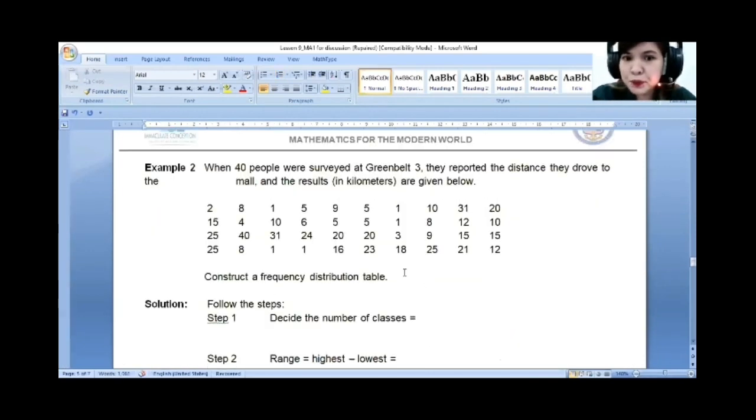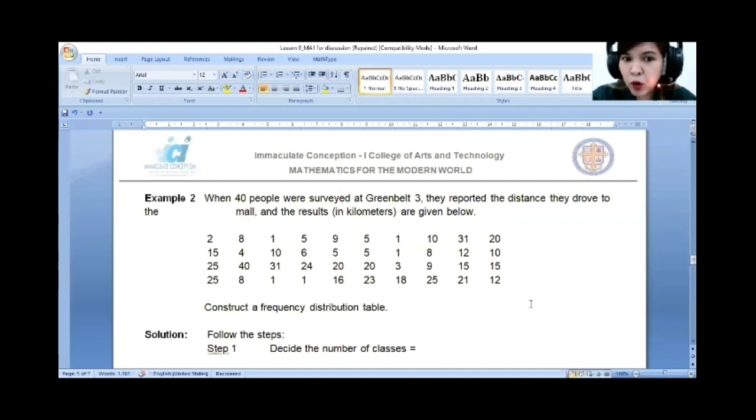Example number 2. When 40 people were surveyed at Greenbelt 3, they reported the distance they drove to the mall. And the results in kilometers are given below. So, kunwari, kayo yung researcher. Tapos, sabi ng prof, okay, magpa-survey kayo. Ang kailangan kong respondents, lahat ng mga nagde-drive, biyahe, papuntang Greenbelt 3 Mall. Kailangan tanungin nyo kung ilang kilometers yung natakbo nila. Isa-isa. So, mag-i-interview ka. Example, nasa gate ka or entrance ng mall.